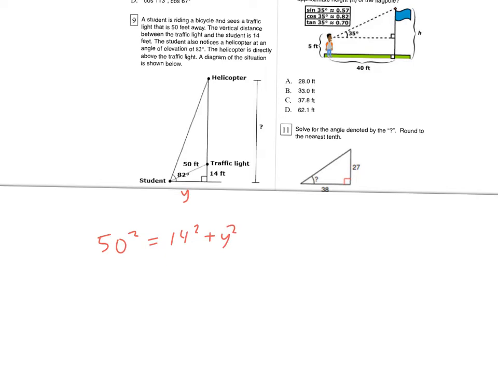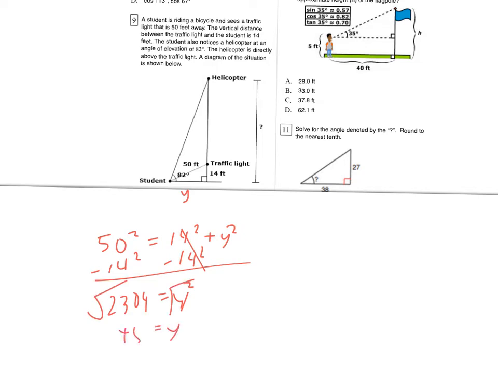And then I'm going to go ahead and just subtract 14 squared from both sides, and I'm going to type it in my calculator like that. So this will say y squared equals 2304. And the square root of 2304 is 48. And so I know that this side is 48.